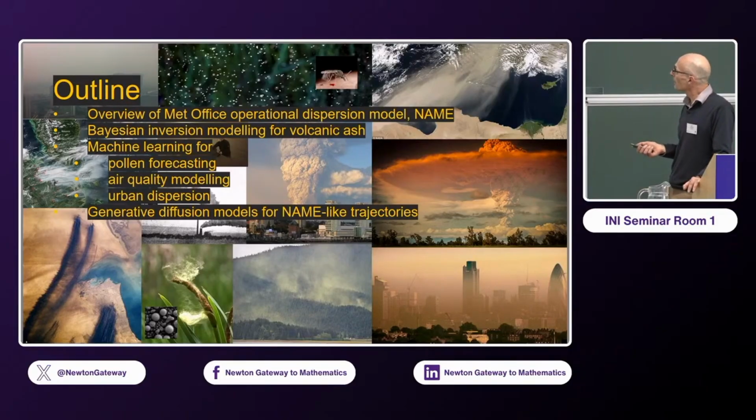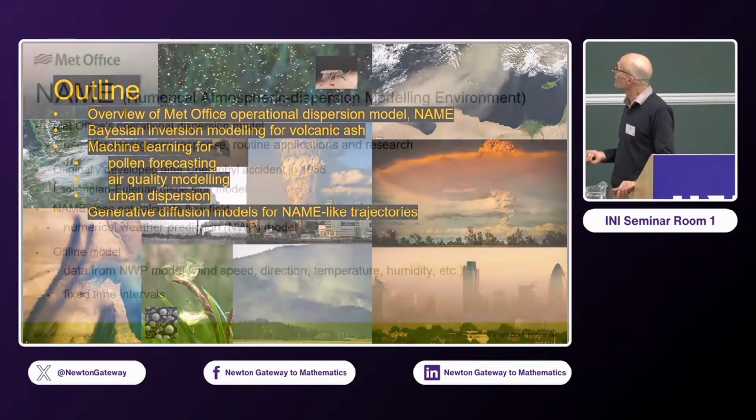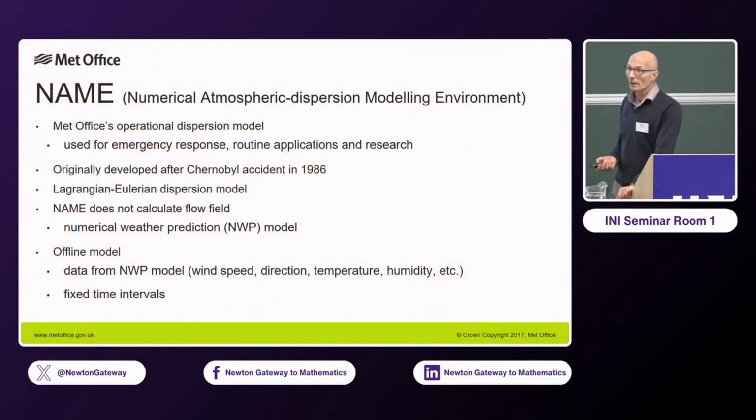The examples are quite specific. They relate to pollen, air quality, urban dispersion. The generative diffusion models are more generic. I'll start with an overview of the Met Office's dispersion model, which is known as NAME. It was originally developed after the Chernobyl accident in 1986, when the acronym stood for Nuclear Accident Model. People liked the acronym, so they kept it and just changed the meaning of it.